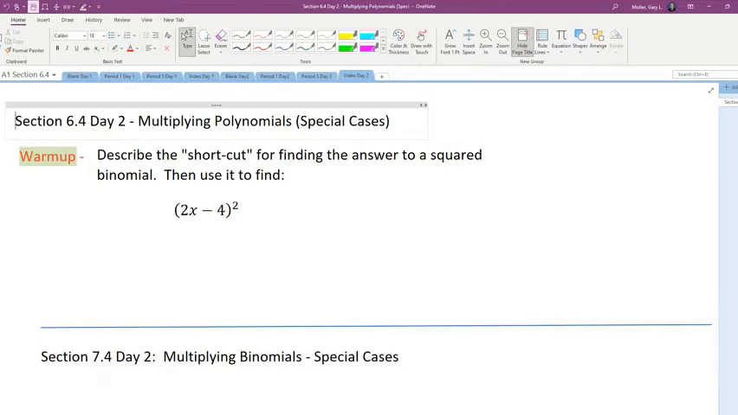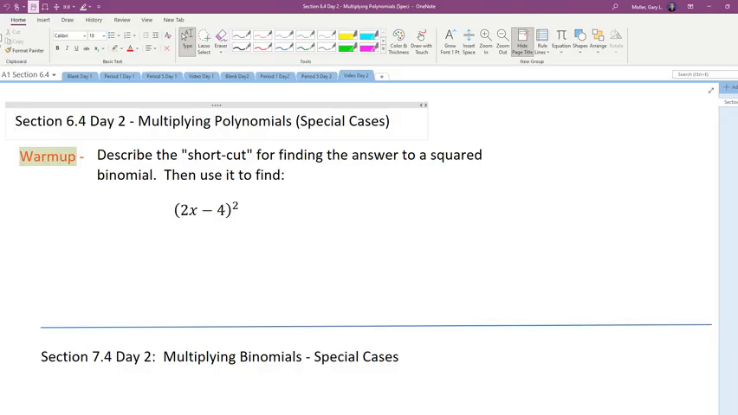All right, in today's lesson, we're going to look at our second special case of polynomial multiplication. But to get started, let's go ahead and review what we learned in the last lesson. So for a warm-up, please describe the shortcut for finding the answer to a binomial that is being squared. Then use it to find the answer.